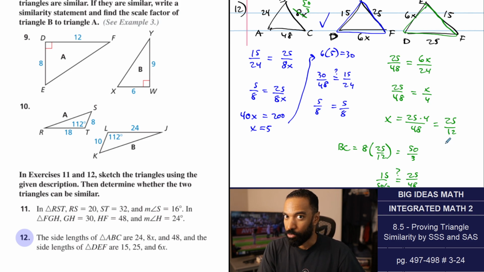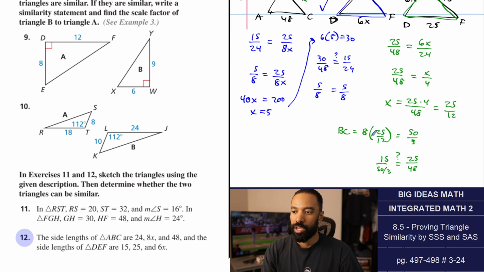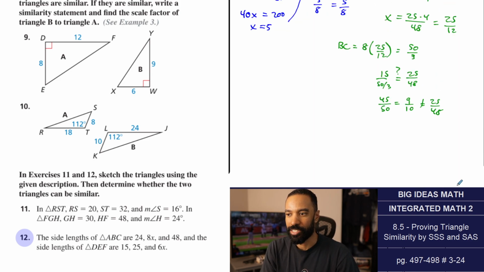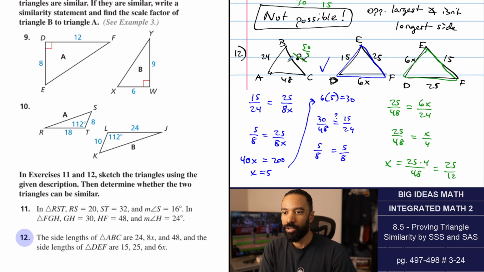I don't think so. 50/3 is close to 16. And I want to make sure I did that right. 8/12 is 2/3, 2/3, and then it's 50/3. So that's close to 16. We can also write that as 45 over 50, which is also 9/10. And that's not the same as 25 over 48. So as far as tests go, triangle ABC looks to be similar to triangle DEF.